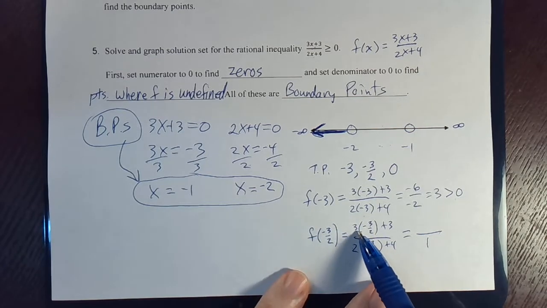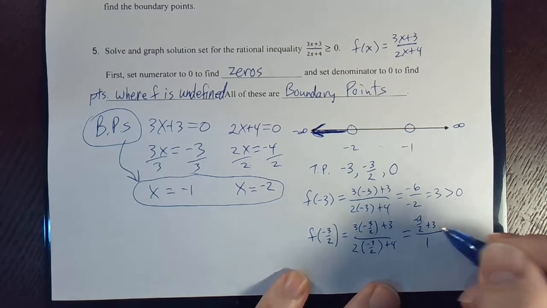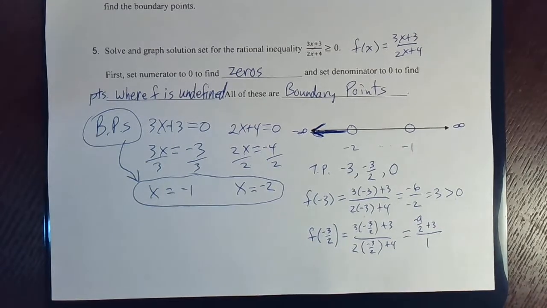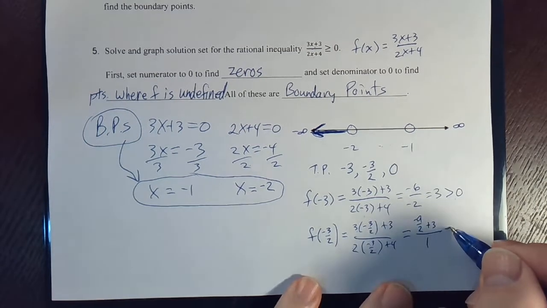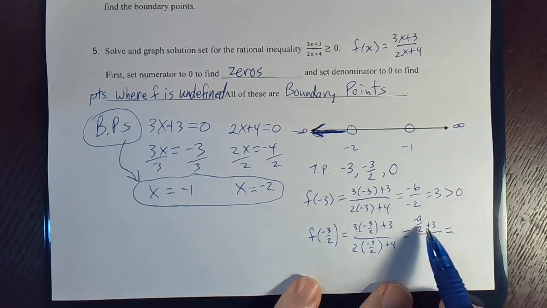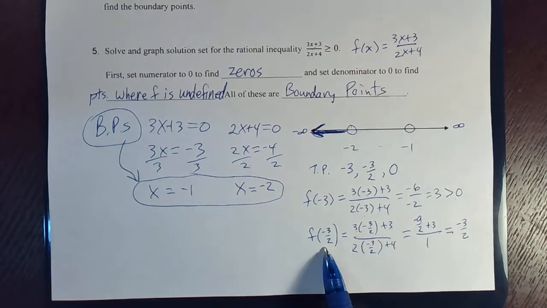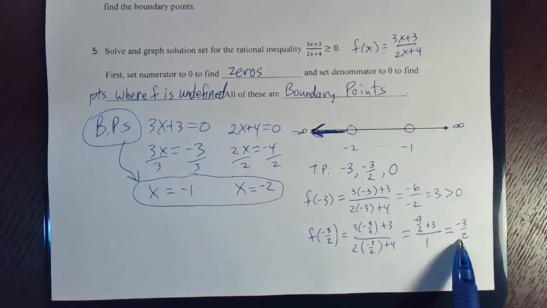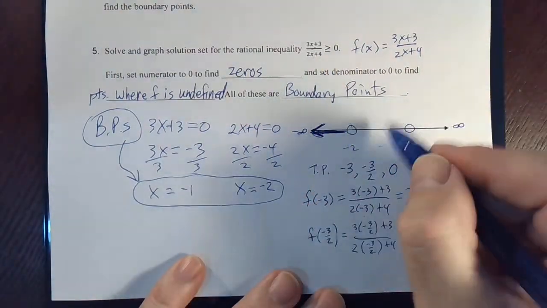Upstairs, we get 3 over 1 times negative 3 over 2, negative 9 over 2 plus 3. Is this positive or negative? Well, negative 9 over 2 is negative 4.5. Negative 4.5 plus 3 is negative 1.5. So that's negative 3 halves. Interesting. F of negative 3 halves is equal to negative 3 halves. This is less than 0. Therefore, no, we do not shade it.